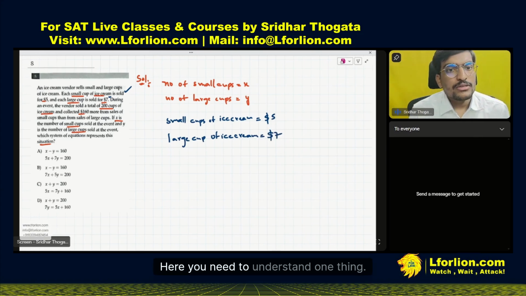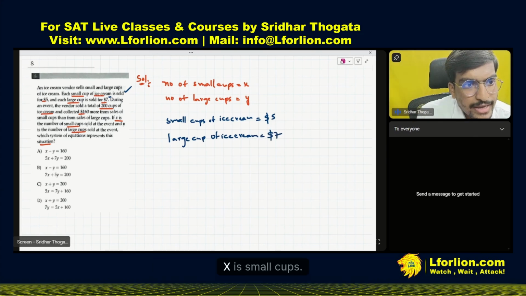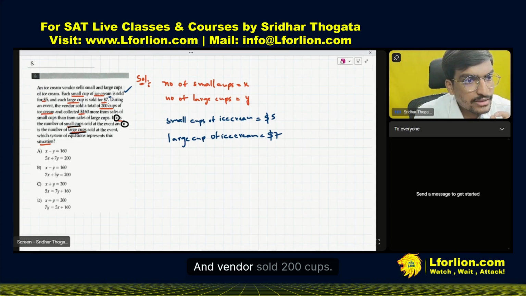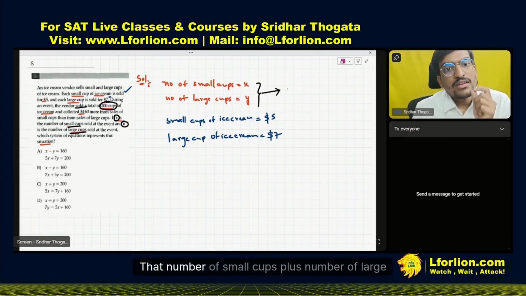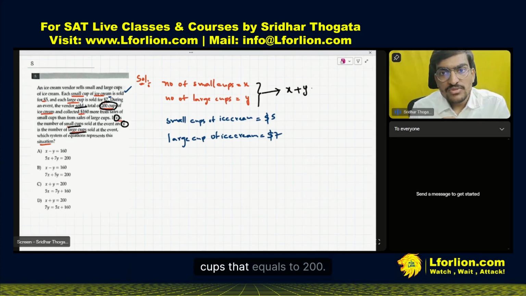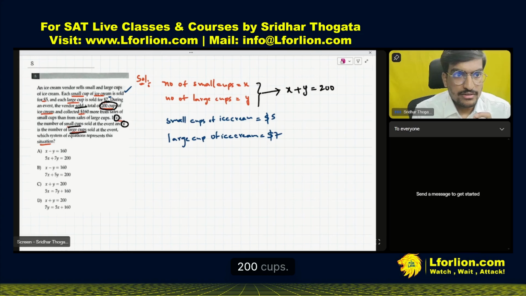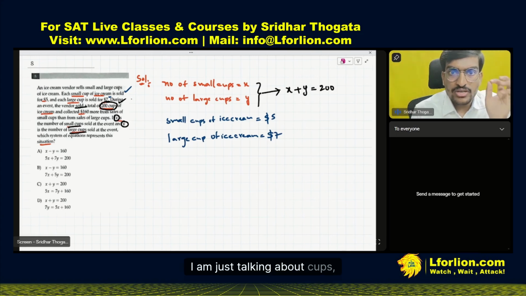Here you need to understand one thing. X is small cups, Y is large cups. Only cups. The vendor sold 200 cups. So we can form an equation from this: number of small cups plus number of large cups equals 200. 200 cups. I am just talking about cups.